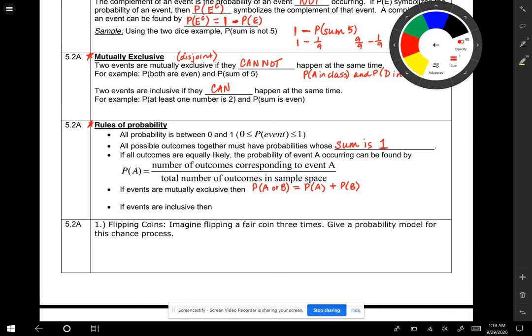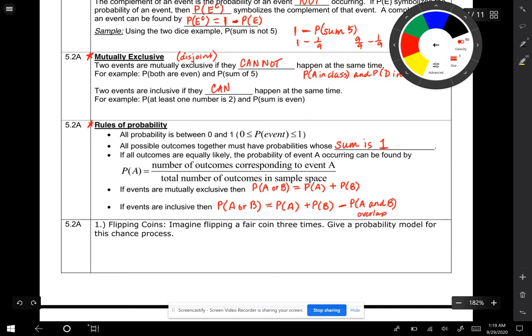If they're inclusive, this is the formula. It's just changed up a little bit. The probability of A or B is equal to the probability of A plus the probability of B minus the probability of A and B. The reason you're subtracting this is because there is an overlap. I'll give you an example here in a second.